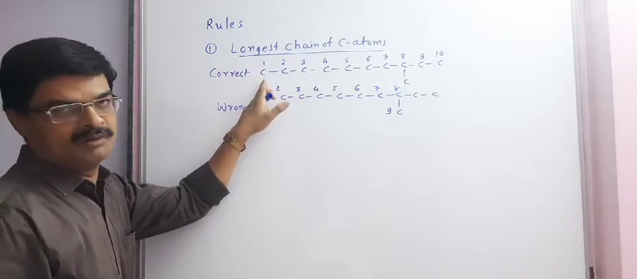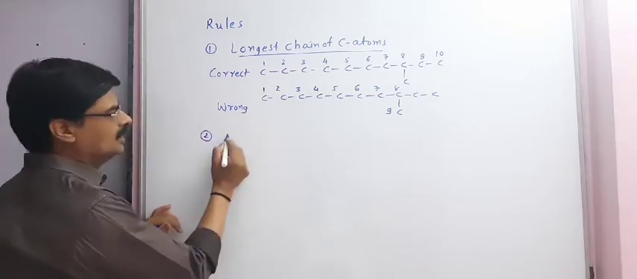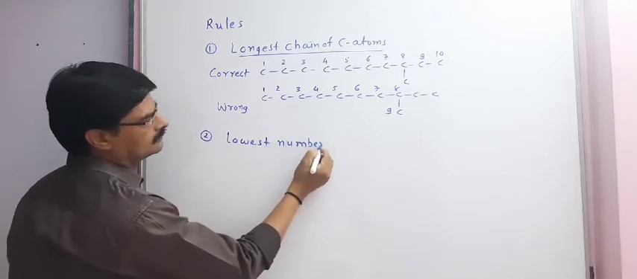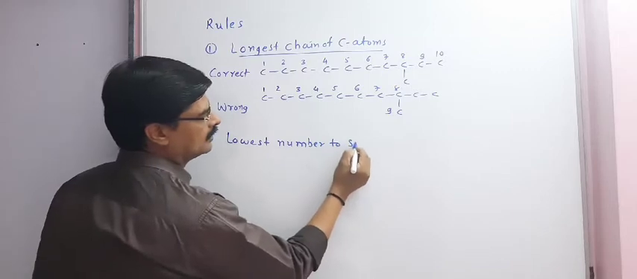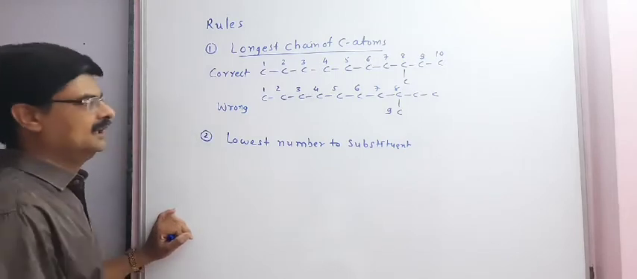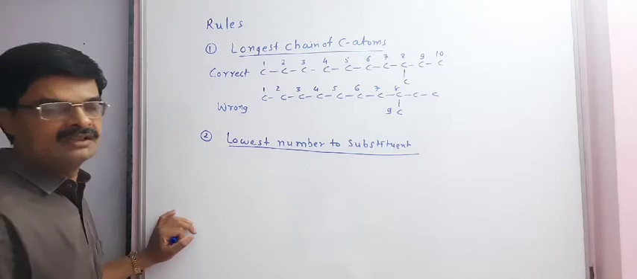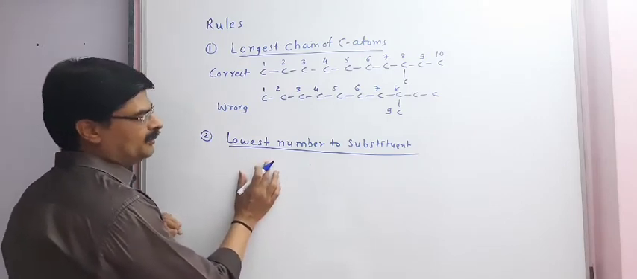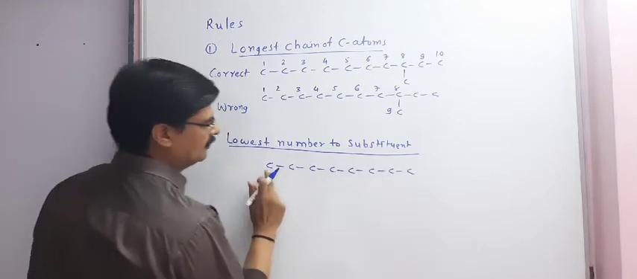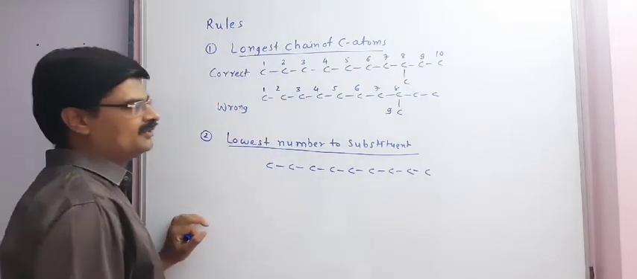this particular compound. Now second, deciding the lowest number to substituent. How to decide the lowest number to substituent? This can be understood by taking an example of the following compound. 1, 2, 3, 4, 5, 6, 7, 8 and 9. The total number of carbon atoms is 9.